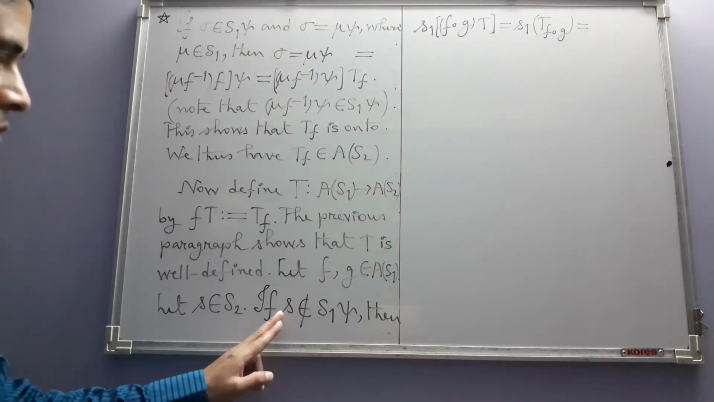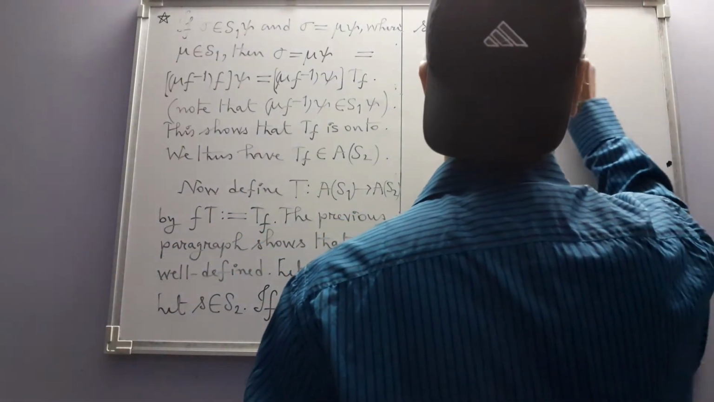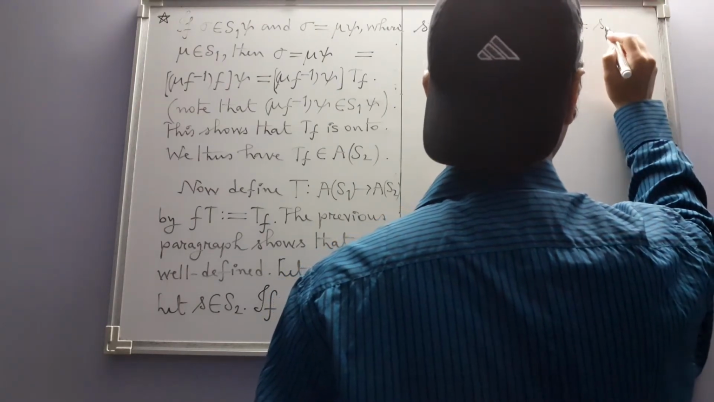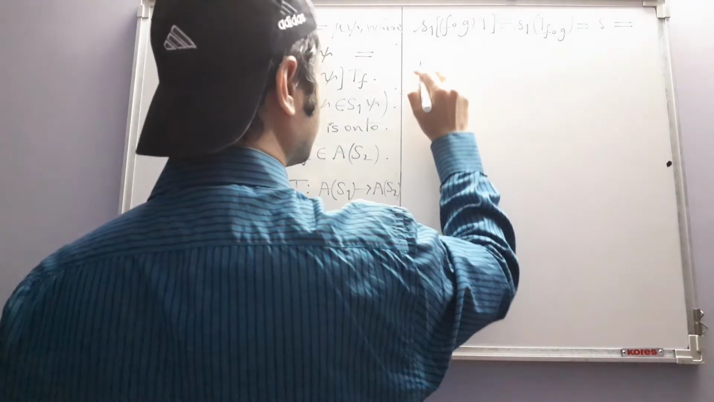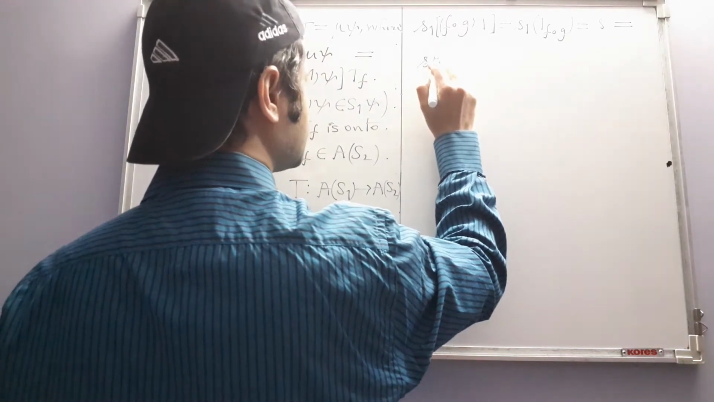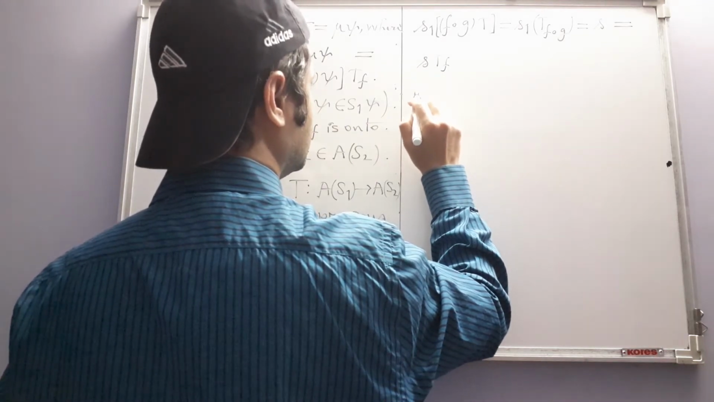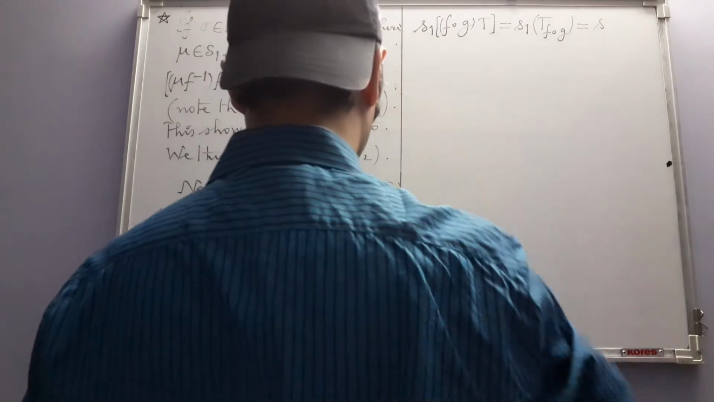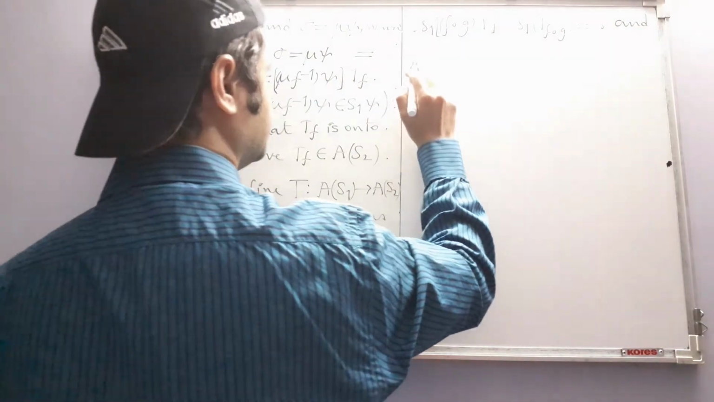Okay. Now S does not belong to S1 psi. So this is equal to S itself, and that is also equal to S Tf, or if this... I am getting confused myself. This is equal to S, and let us also calculate the other side separately.